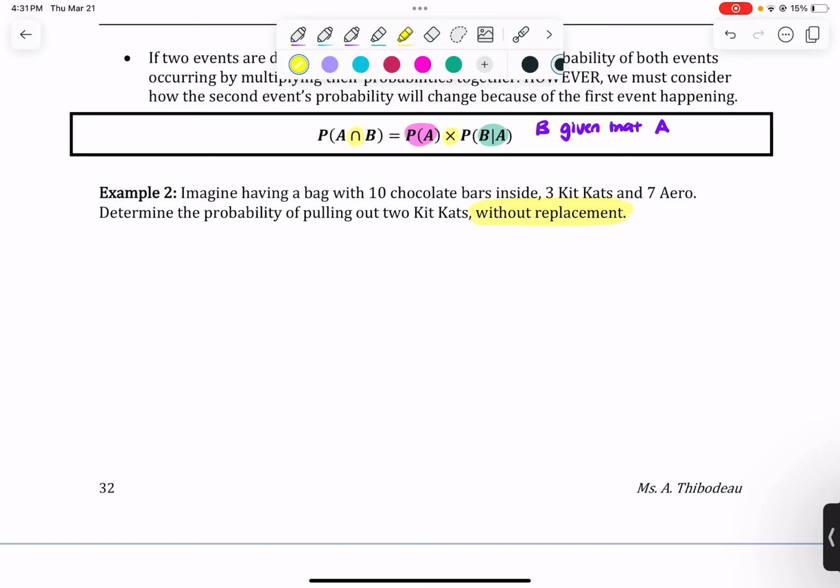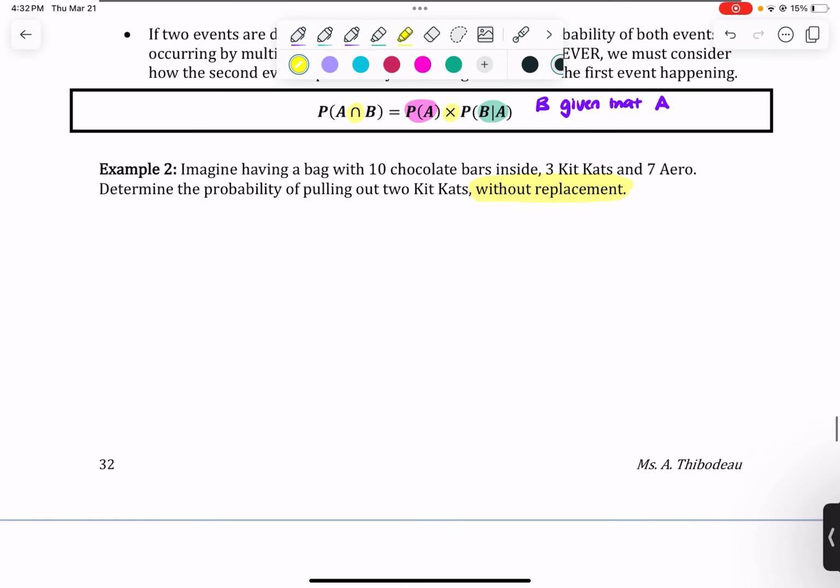With that being said, anytime I have no replacement and I'm pulling out of a group, that's going to be a dependent set of events. Whereas if I have with replacement, my probability isn't impacted because I have a clean slate every single time. So that's a hint in terms of identifying the difference between independent and dependent events. All right, moving forward, let's figure that out.